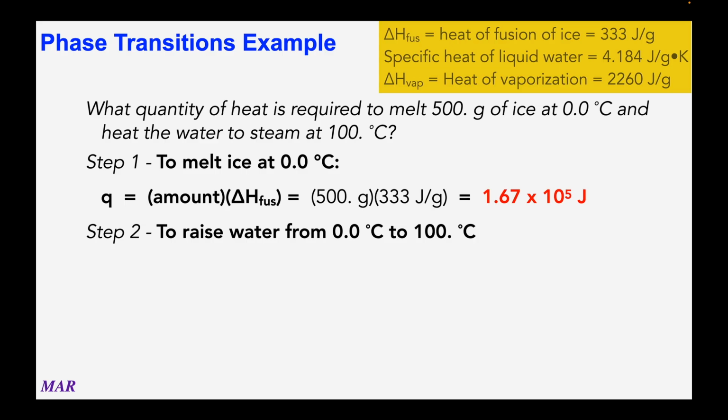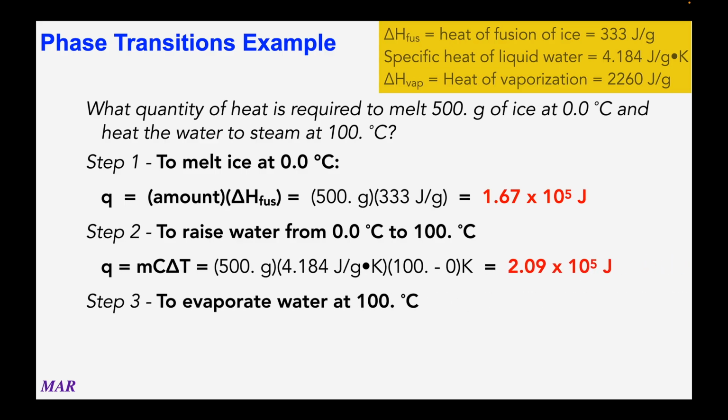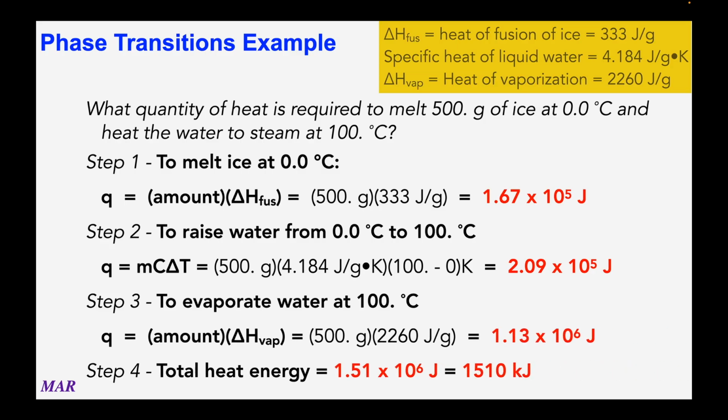Step 2, we're going to raise the water from 0 Celsius to 100 Celsius. This will be Q equals mc delta T. So the C value is 4.184. The mass is still 500 grams. Delta T can be Celsius or Kelvin. It doesn't matter. It's going to be delta T of 100 either way. 2.09 times 10 to the 5th joules. And then the final step will be to evaporate the water. We'll have the amount, again, times the delta H of vaporization in this case, 500 grams times that 2260 joules per gram value, 1.13 times 10 to the 6th joules.